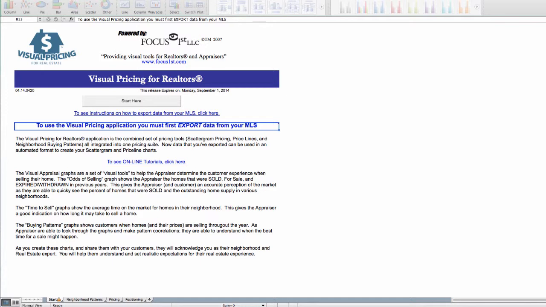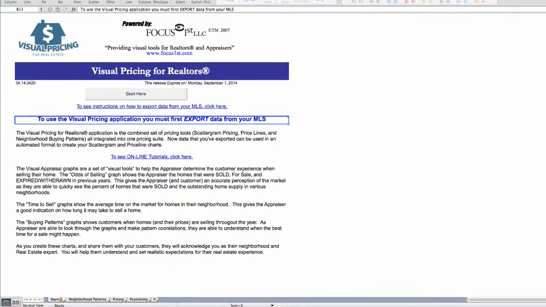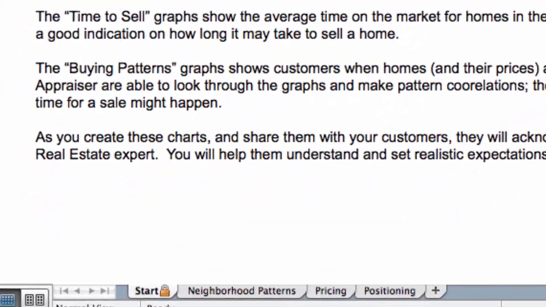This short tutorial is a quick overview of the time to sell chart. The time to sell chart is one of the charts that's created automatically for you when you read in your export file into the visual pricing system. And this chart can be found under the neighborhood pattern section.